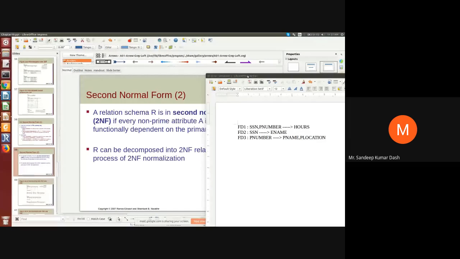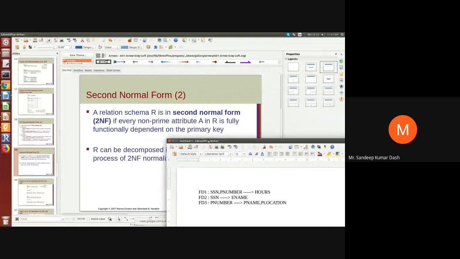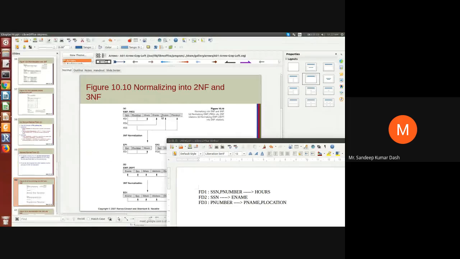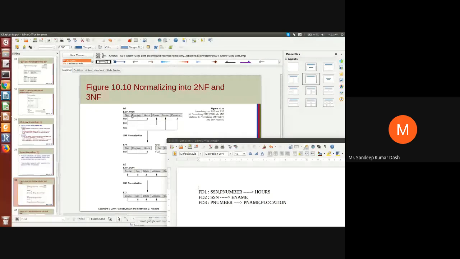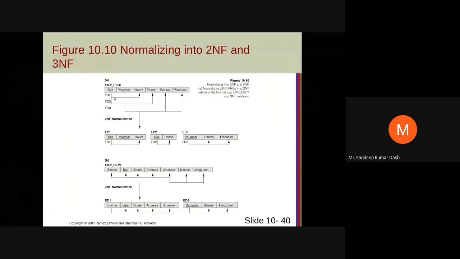2NF says a relation schema R is in second normal form if every non-prime attribute A in R is fully functionally dependent on the primary key. That means every non-prime attribute in R is fully functionally dependent on the primary key of R. Okay, which is the primary key here? These two combined?